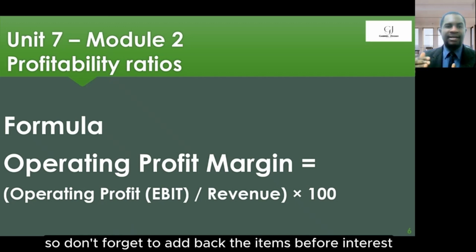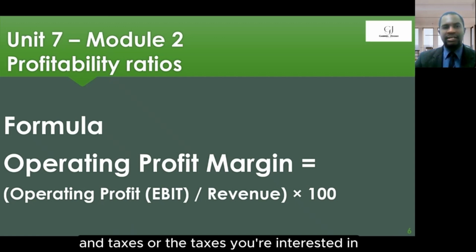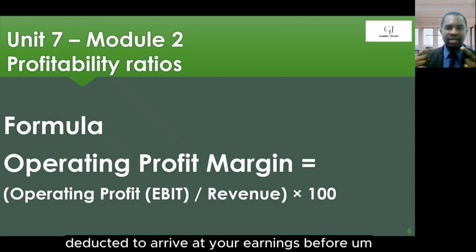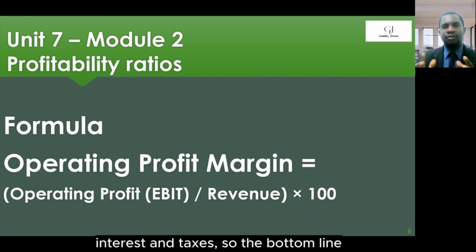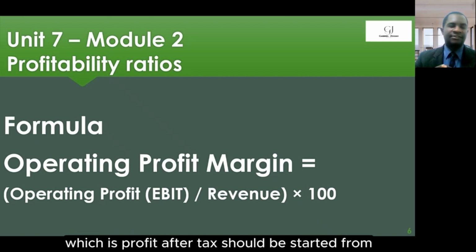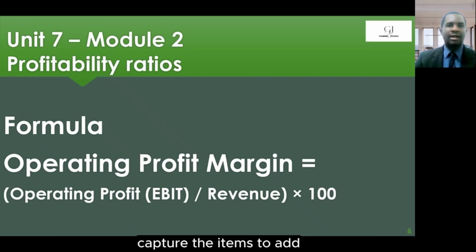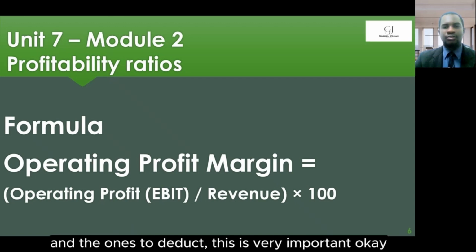So don't forget to add back the items before interest and taxes, or your taxes, your interest. If you have finance income, you deduct it to arrive at your earnings before interest and taxes. So the bottom line, which is the profit after tax, should be started from. It's good you start from your bottom line. It will help you capture the items to add and the ones to deduct.